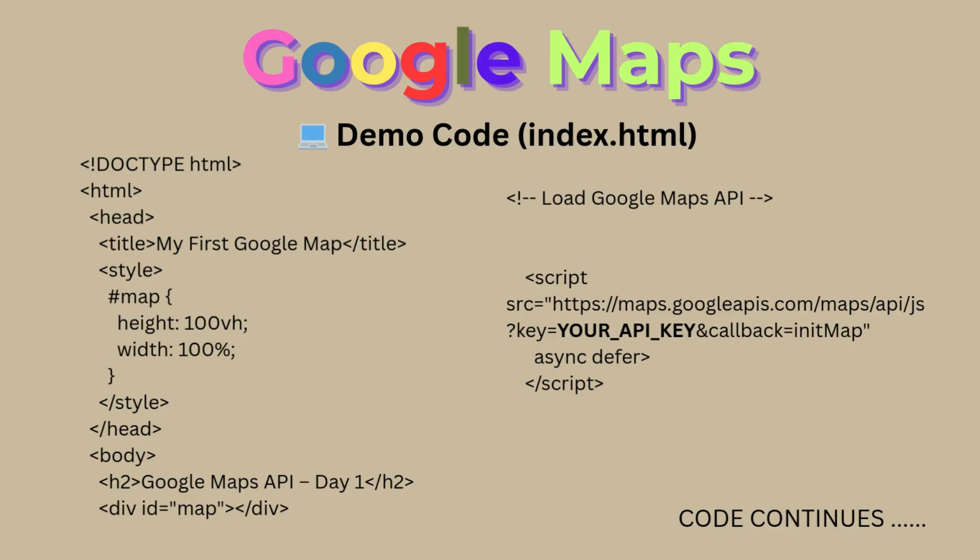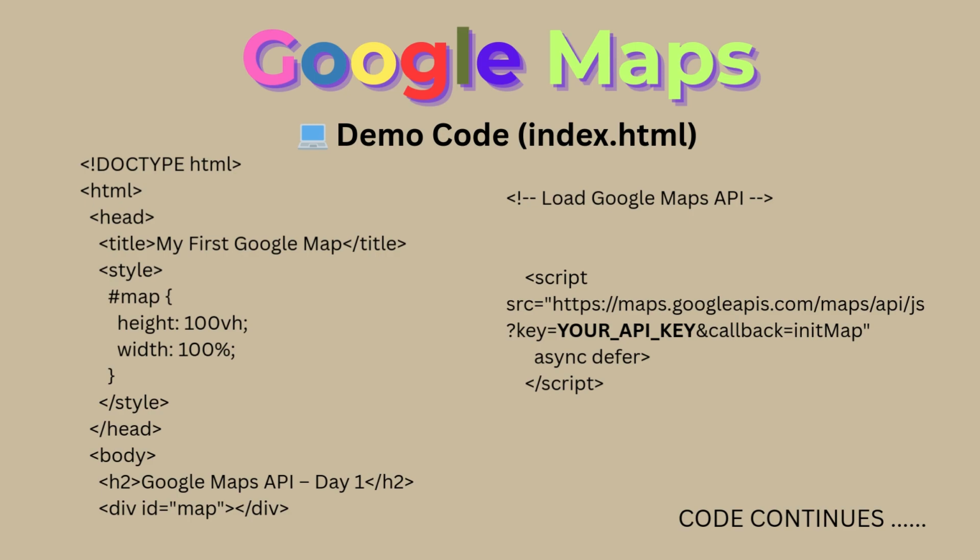You can give any variable name, map. You can give anything. This is simple. In the body, in the H2 tag, Google Maps API Day 1. That's text, we are giving a title, so that title appears in the browser when you run this index.html.